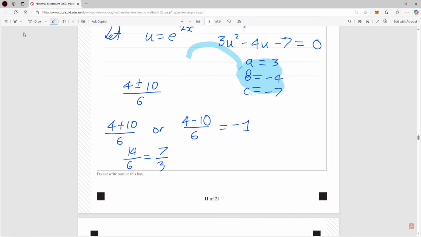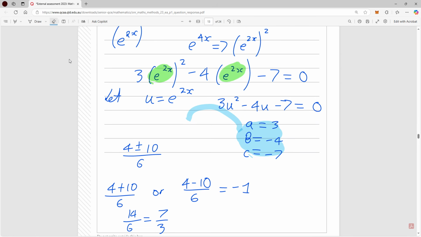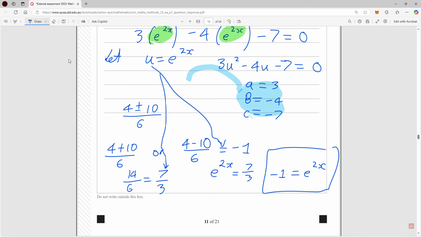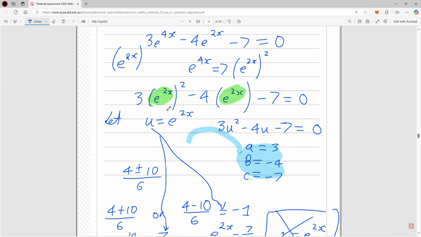Oh, I just dropped my book everywhere. That's alright. Now, just chuck this here and here. So here we have e to the 2x equals 7 over 3, and negative 1 equals e to the 2x. Now this cannot be solved, okay? There's no way we can solve it, no power makes something negative. So this one has no solution. This one does, just take the log of both sides. So you get 2x equals natural log of 7 over 3, and then divide by 2. Here that would be your answer to this question, and that's how you solve that one.